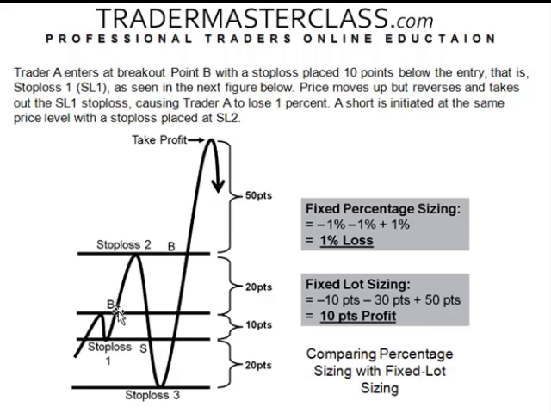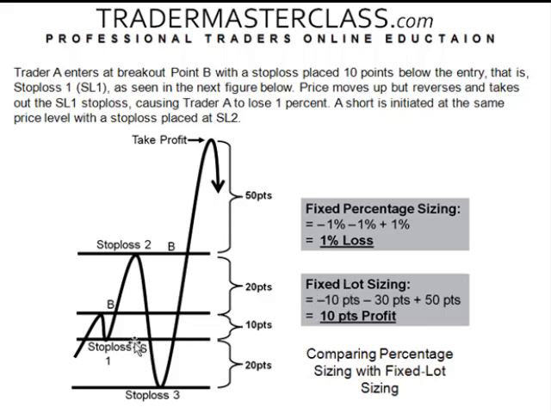The amount lost, as I said earlier, is equal to the lot size multiplied by the distance. So here we have a 10-point move in the wrong direction. Therefore, trader B loses $10 or 10 points in this case. So for the first trade, trader B loses 10 points.